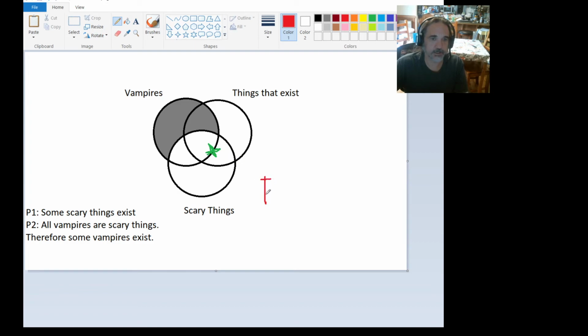So this is invalid. And again, I'm writing with the mouse. It's invalid because this X could represent something here, or it could represent something here, or it could represent something in both of them. We just don't know. So that's an example of how to diagram a Venn diagram.